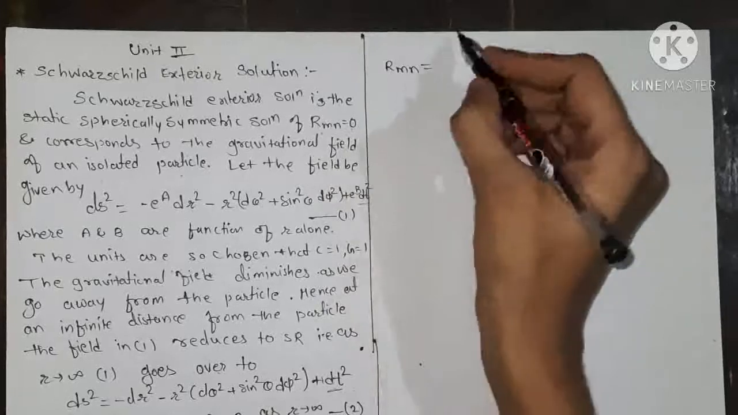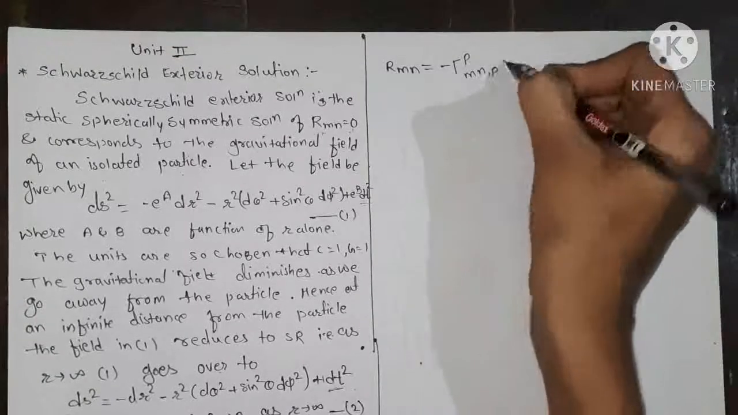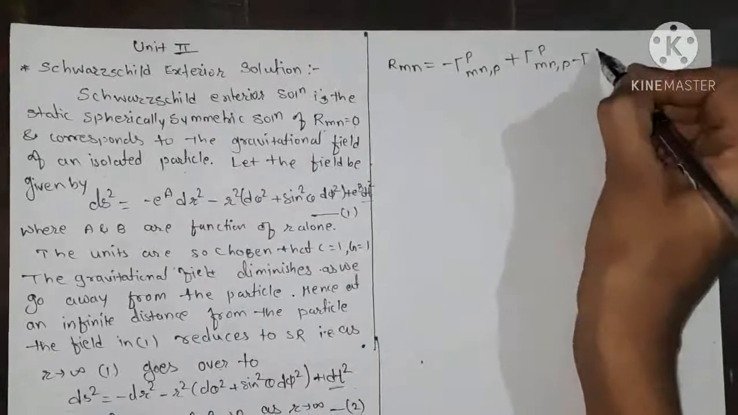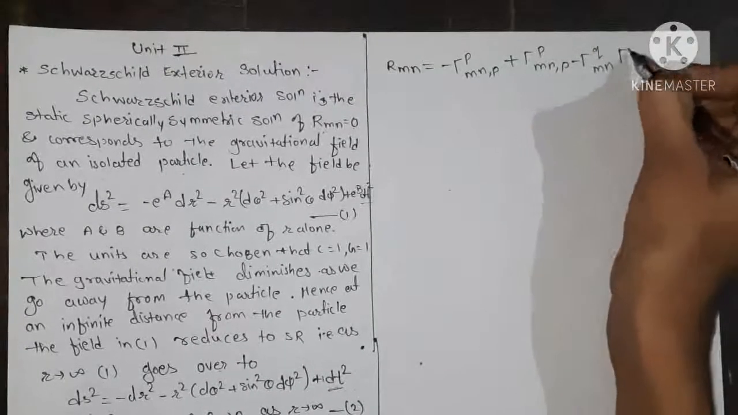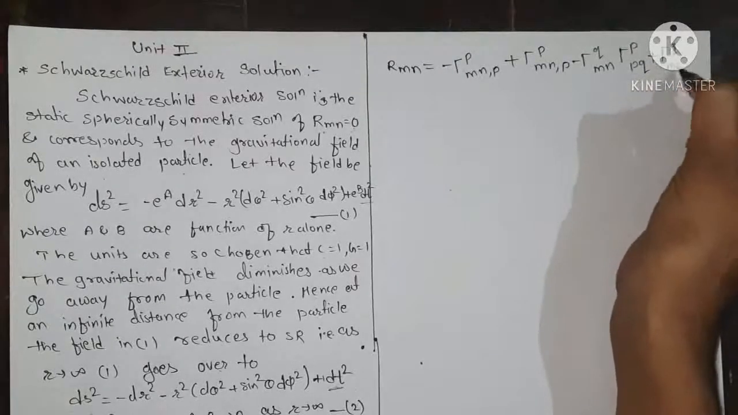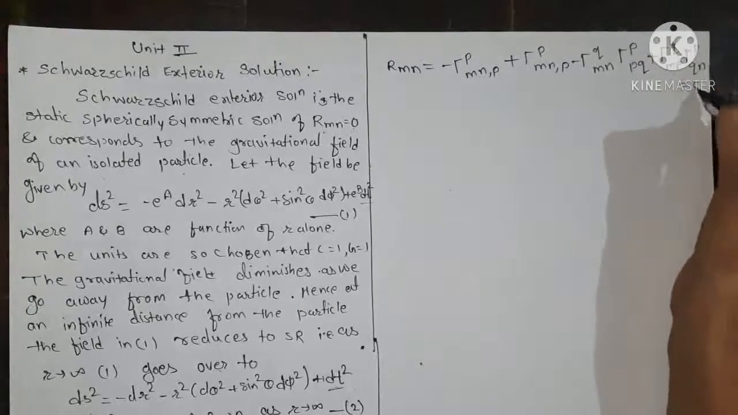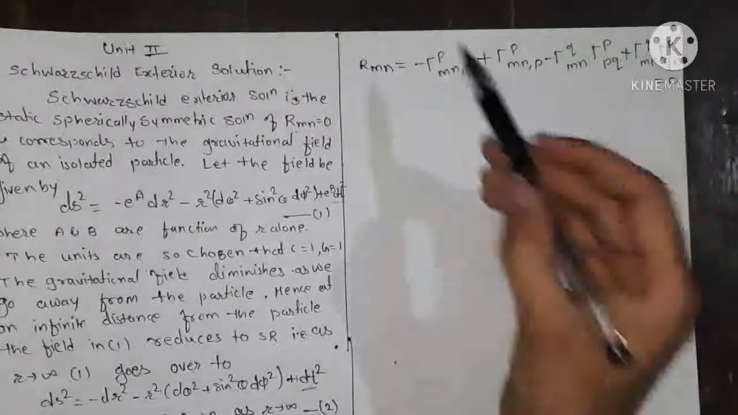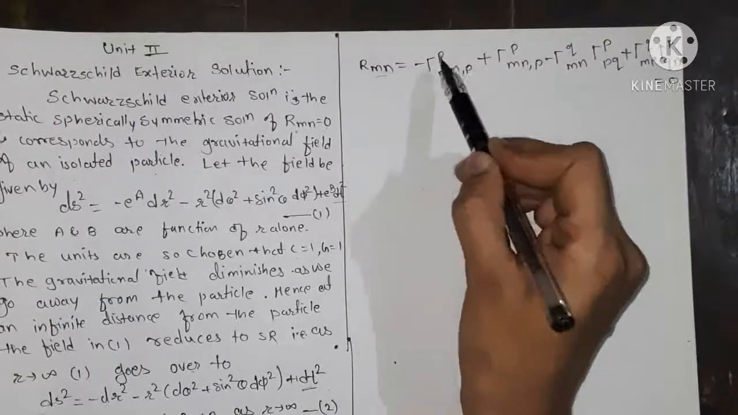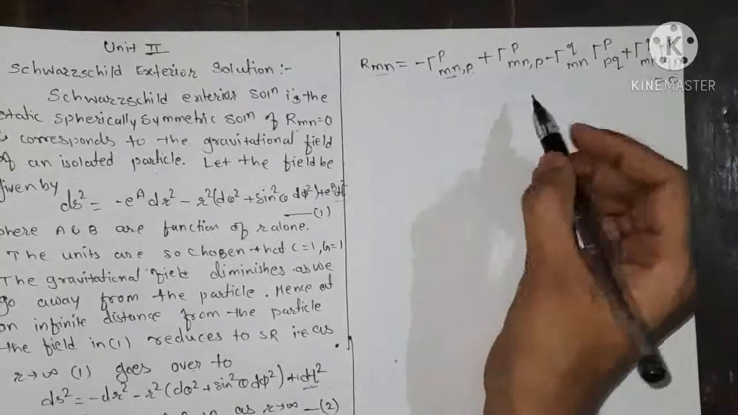The formula for the Ricci tensor is R_mn equals minus Γ^p_mn,p plus Γ^p_mp,n minus Γ^q_mn Γ^p_pq plus Γ^q_mp Γ^p_qn, and this is equal to 0. Here, whenever mn appears, we take mn in the same order and p as a dummy suffix, and here it is pn.